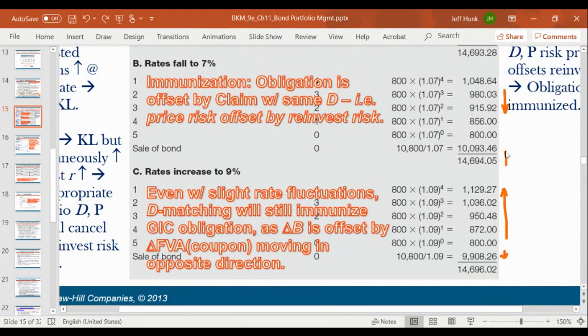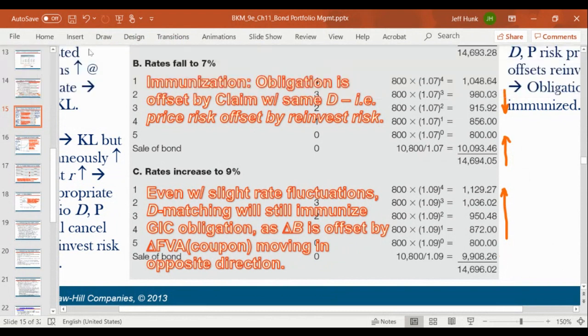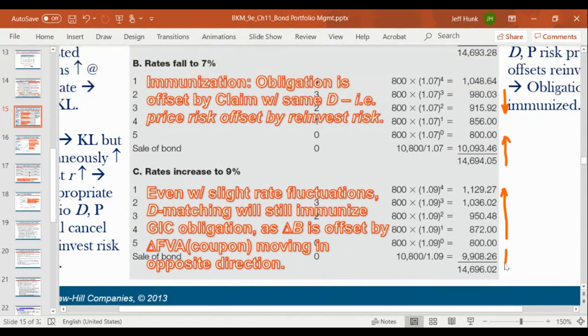I think I better make it. Yeah. Okay. This one, I probably want to do a little better job. Hence, the portfolio is immunized, right? Or your obligation is immunized, okay?